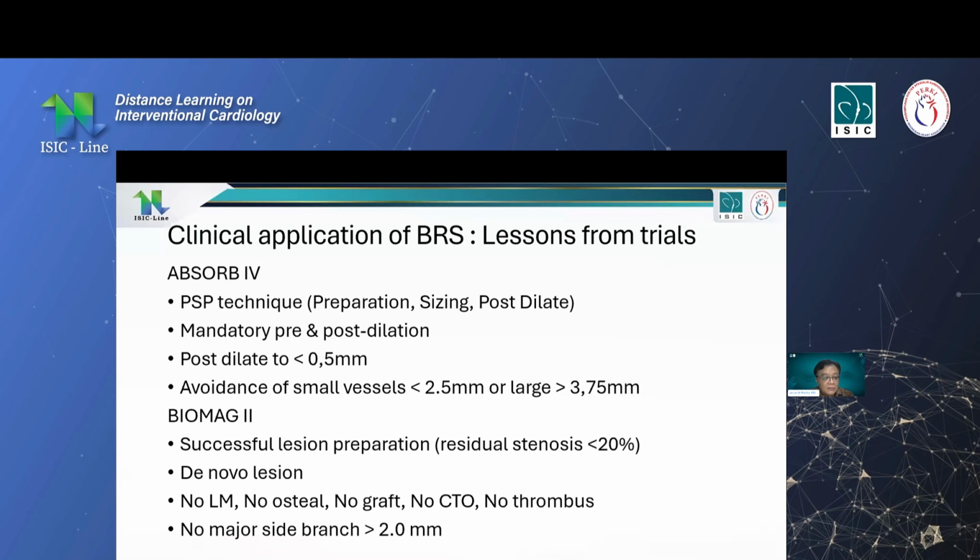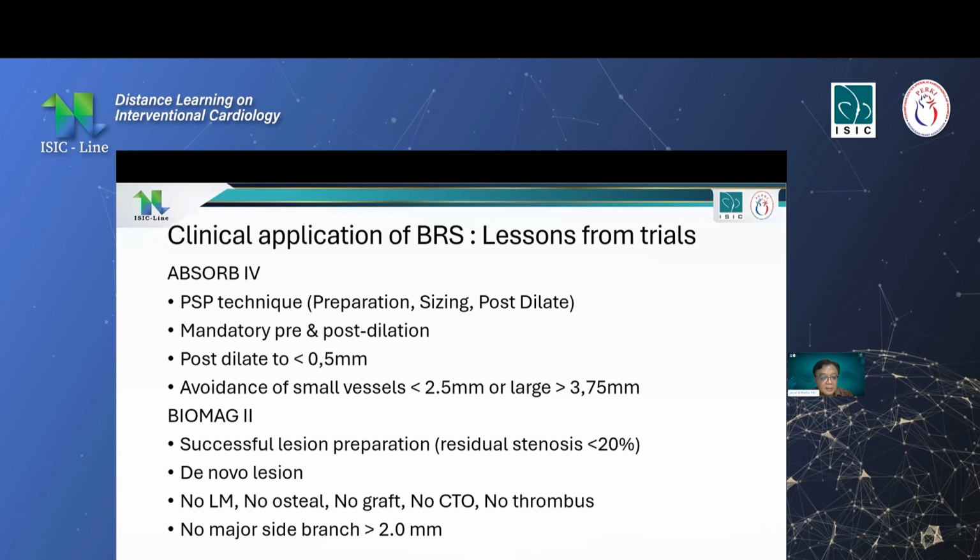You have to also avoid a small vessel or a very large vessel. So beyond 3.75 is not recommended, and below 2.5 millimeter is also not recommended. In BIOMAIN 2 trials, the preparation should be aimed at residual stenosis of less than 20%. So you have to prepare the lesion well with a balloon 1.1 to the vessel, and then achieve the preparation with residual stenosis below 20%.